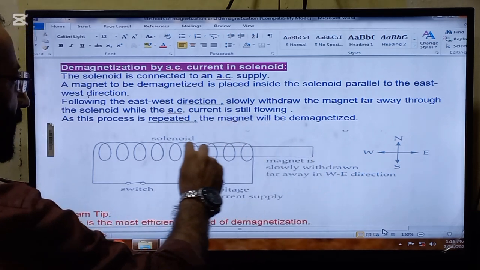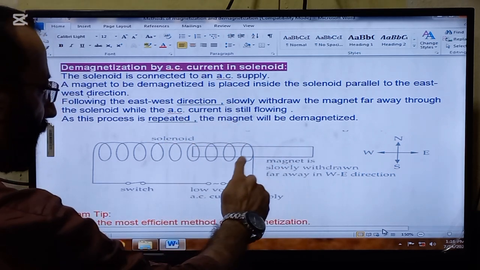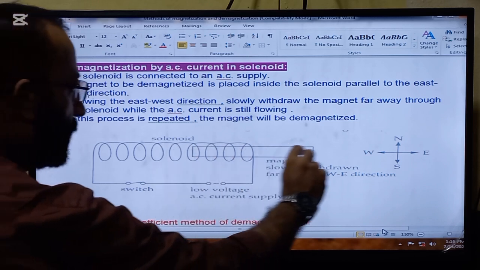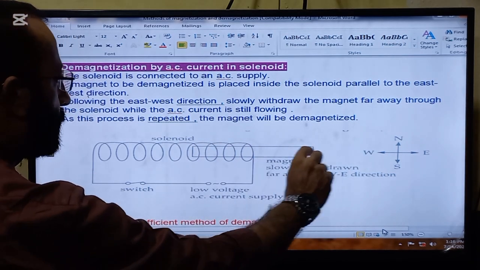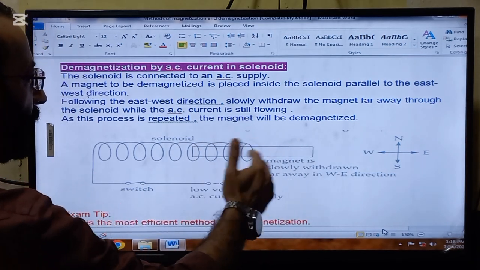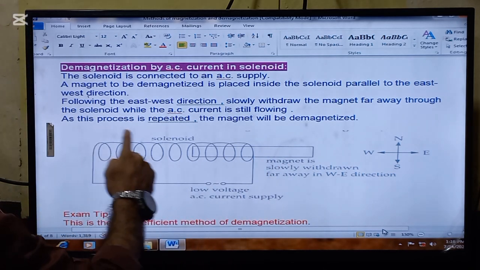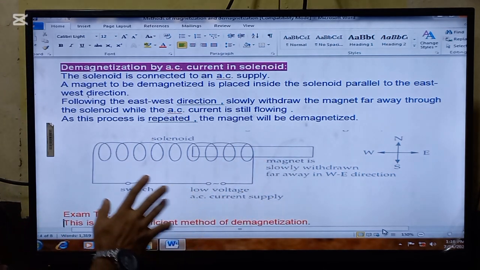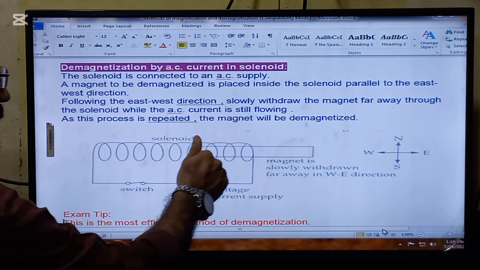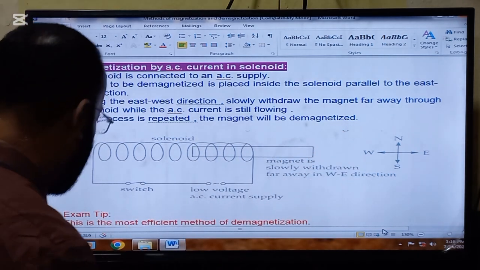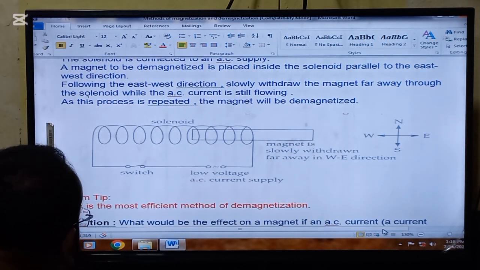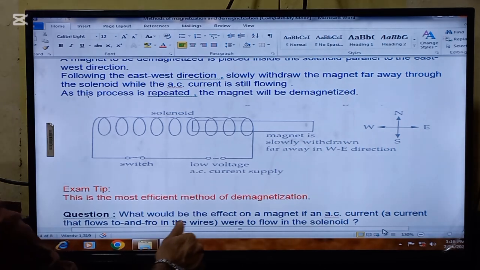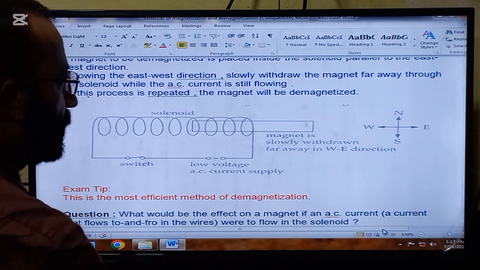So move the magnetized material in this direction, east-west direction, several times. After doing this several times, the thing will be demagnetized. As this process is repeated, the magnet will be demagnetized. This is the most efficient method of demagnetization.